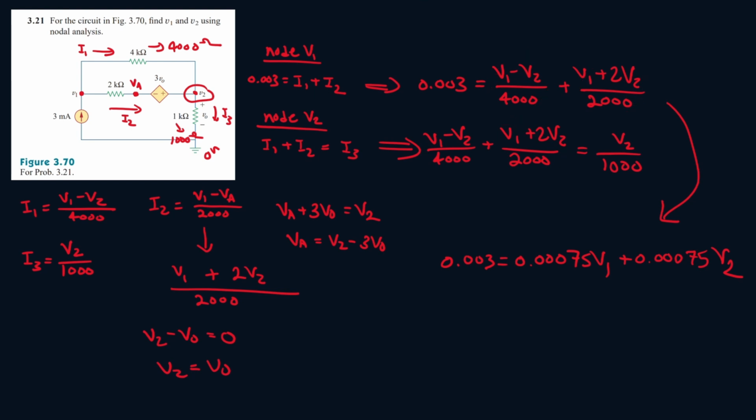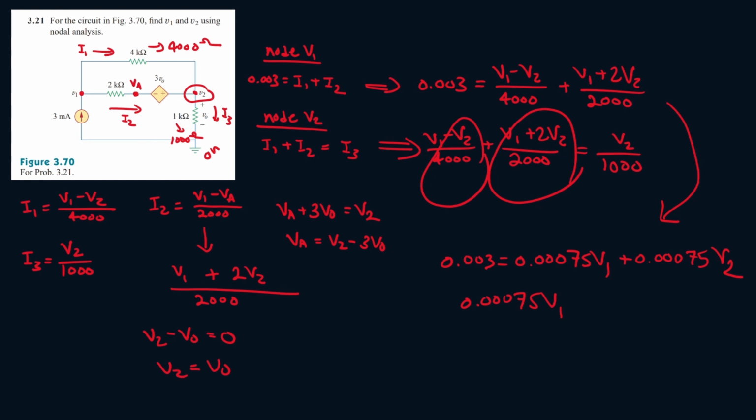Alright, now that's our first one done. Now let's focus on the second one. So V1 over 4,000 plus V1 over 2,000. We already know what that was because we just solved it. 0.00075 V1. Now we have minus V2 over 4,000 plus 2 V2 over 2,000. That's also 0.00075 V2. But then we have this one, so let's bring it to the other side.